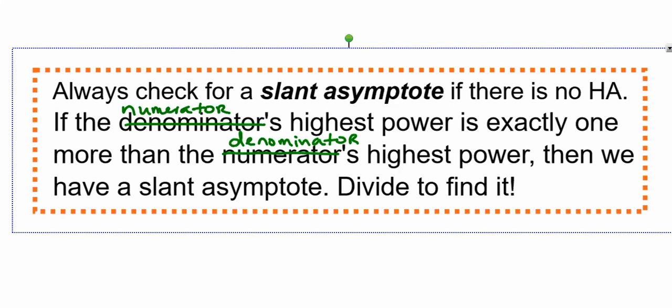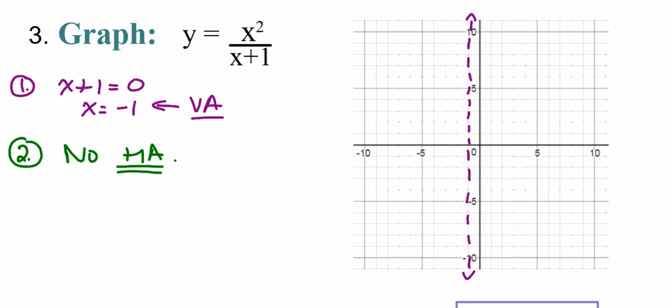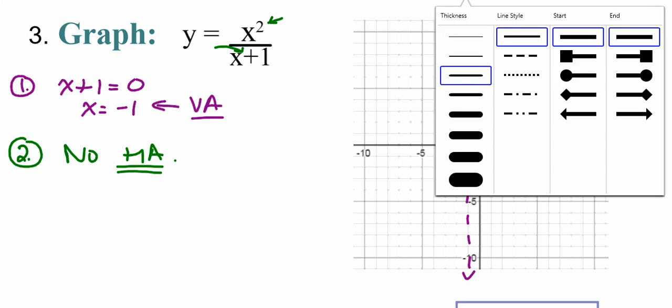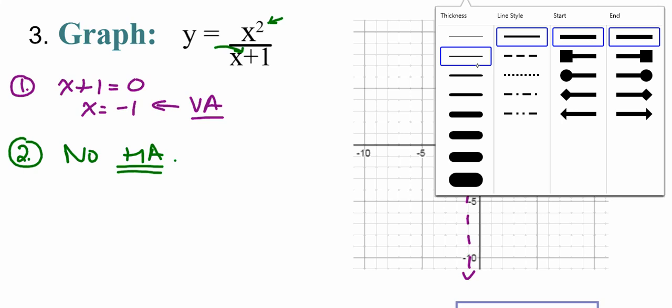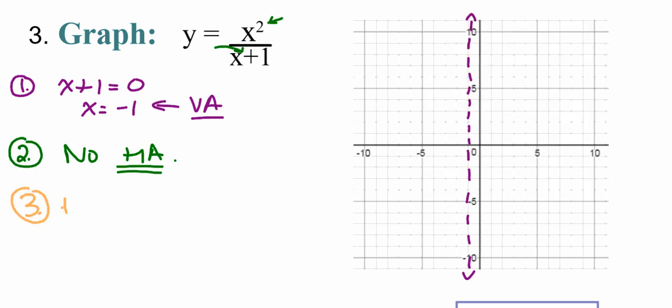So let's look and see if we've got this. So is our numerator exactly 1 more? Is 2 exactly 1 more than 1? It is. So that means our new thing for today, we have 2 new things today, and one of them is this. We have a slant asymptote. All right, to find the slant asymptote, we have 2 choices. We can do long division or synthetic division. And since synthetic division is faster, let's do that. You can always do long division if you wanted to.